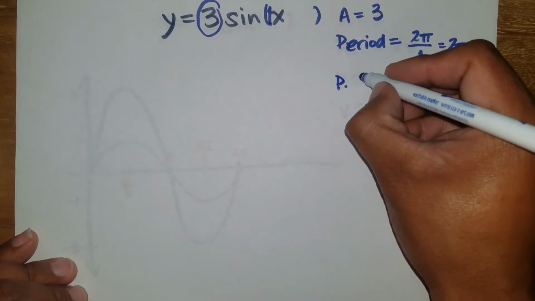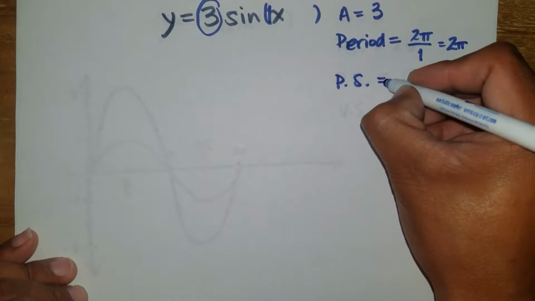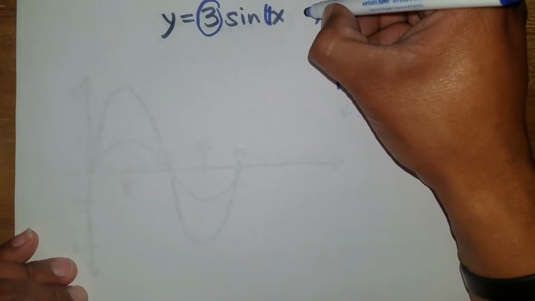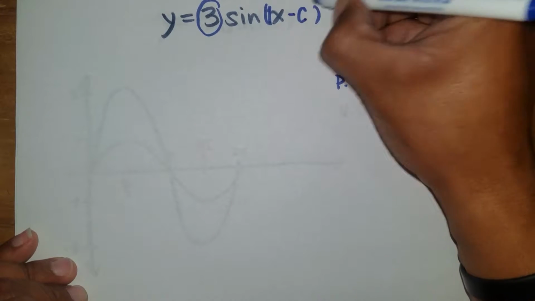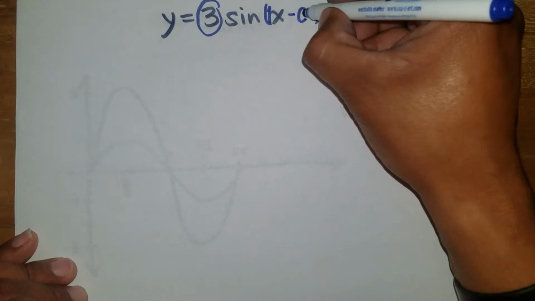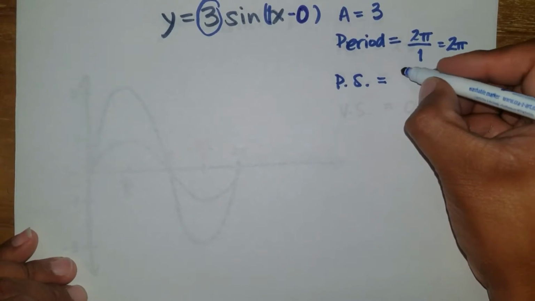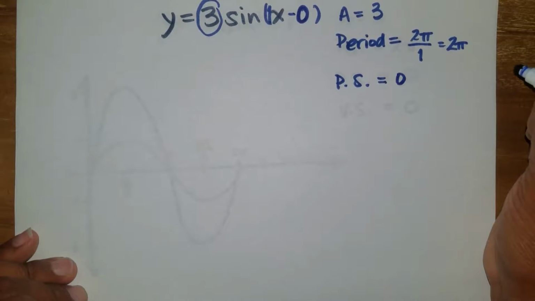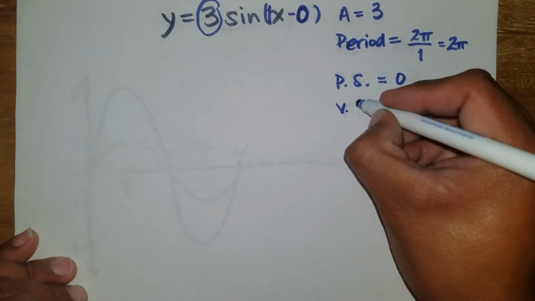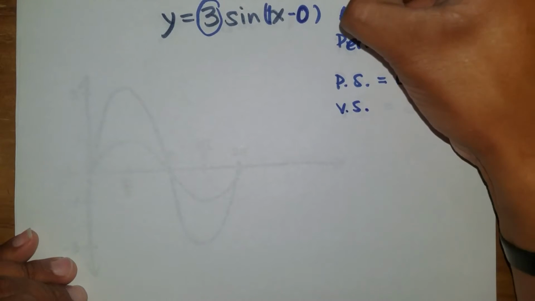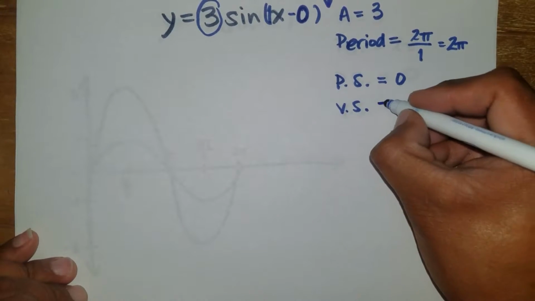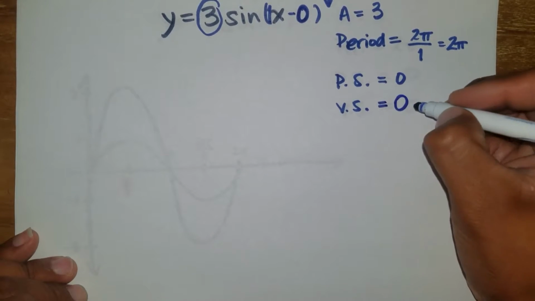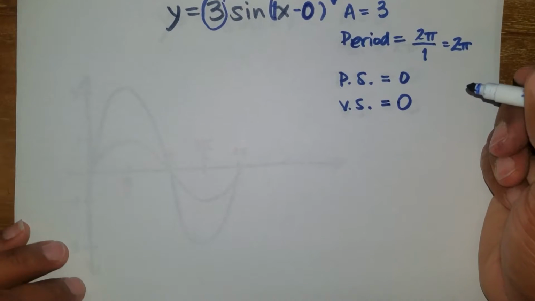Next, we're going to take a look at the phase shift, which in the general form is given by c. However, in this instance, we don't have a c, and so the phase shift is 0. Referring back to the general form, k gives us the vertical shift, and in this instance k is 0, therefore our vertical shift is 0.